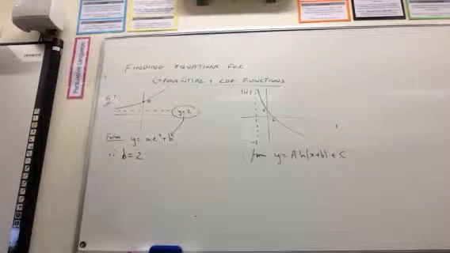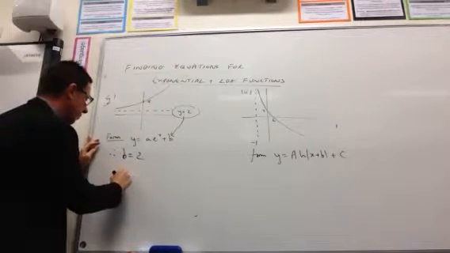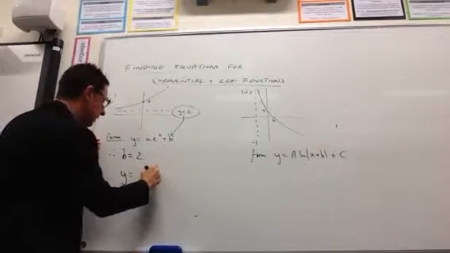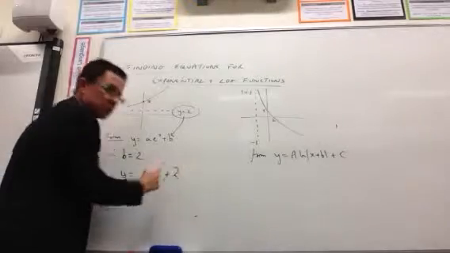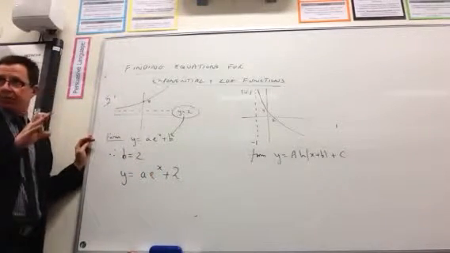I'm going exponential, horizontal asymptote. That's the number floating by itself. Done. So I've now got the equation y equals a e to the x plus 2. I know B is 2. Yeah? Straight.